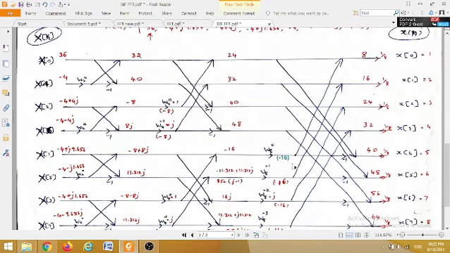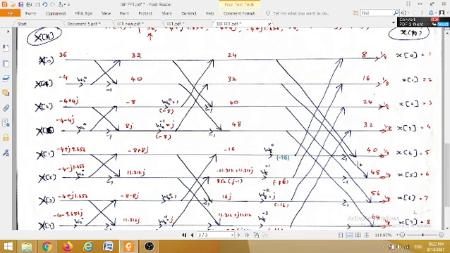Okay. So here in these inputs, 24 is added with minus 16, you will be getting 8, and after multiplying with 1 by 8, you will be getting 1. 32 adding with minus 16 you get 16, and after multiplying by 1 by 8, you get 2. 40 minus 16 is 24, 24 into 1 by 8 is 3. 48 minus 16 is 32, 32 into 1 by 8 is going to be 4.